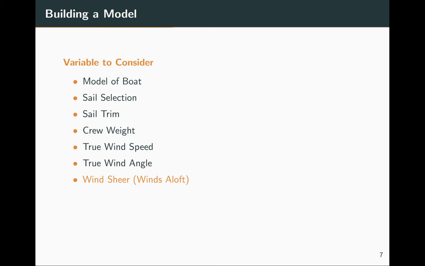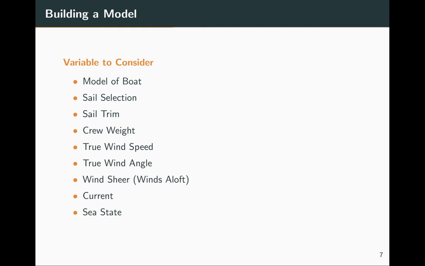An example of this would be, say, at sea level, the wind direction is from the west and the wind speed is maybe 15 knots. At 80 feet above sea level, it could be completely different. It could be from the east at 10 knots. So wind shear is a term that we use to refer to this variance in wind direction and wind speeds at various altitudes, or we call it winds aloft as well. Current is a variable to consider, and sea state as well.